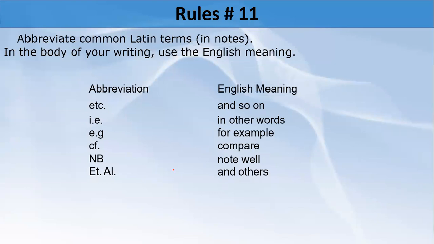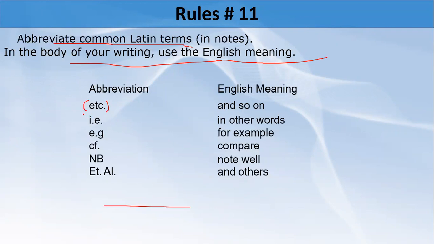Then rule number 11, abbreviate common Latin terms. Latin abbreviations, we'll discuss a list at the end. So when we want to mention those Latin terms which we have got from the Latin language, in most of the cases we abbreviate them. In the body of your writing, use the English meaning. Like in parentheses we should write EST. If we want to write in the body of our essay, we need not write ETC; we write the English meaning and so on.